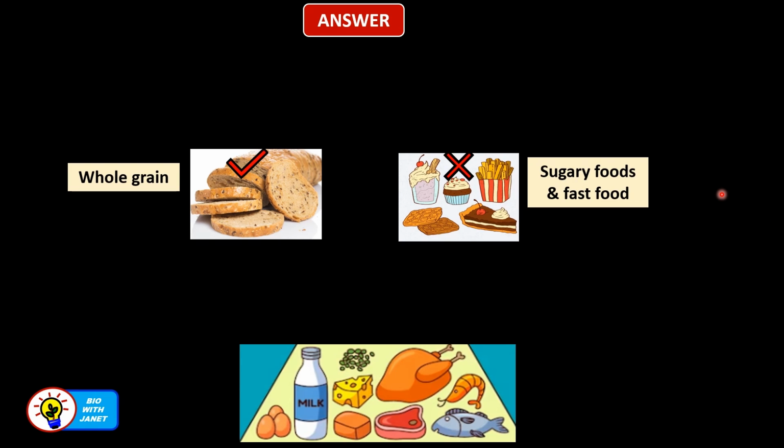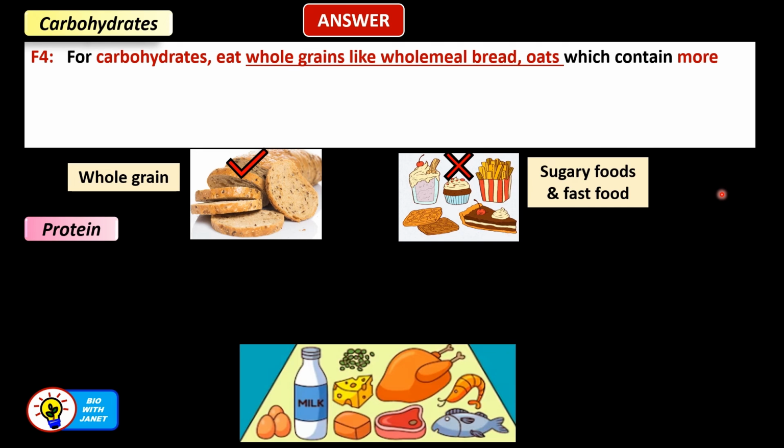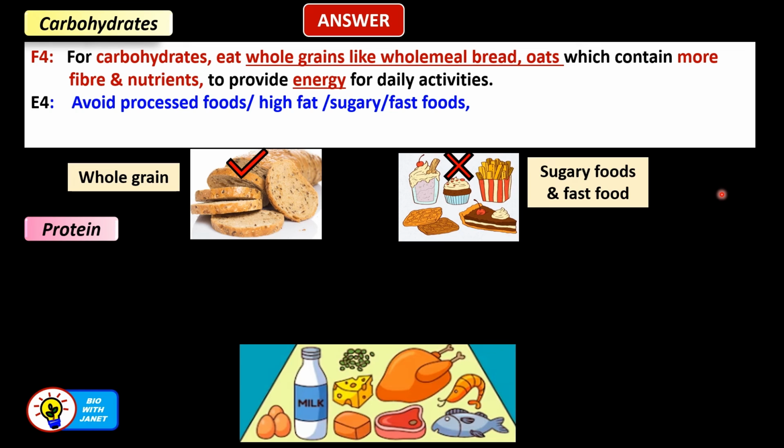Next, carbohydrates. So for carbohydrates, she is advised to eat the whole grains like brown rice and oats, which contain more fiber and nutrients to provide energy for daily activities. So that's the importance of carbohydrates. And then why choose the brown rice and oats and wholemeal bread? These are less processed cereals, and they contain more fiber and nutrients, right? Because the bran and the germ part has not been removed.